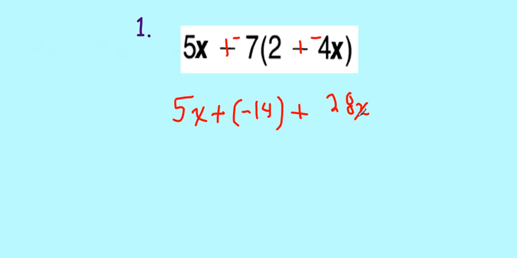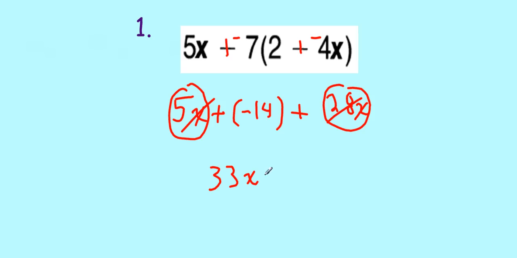Okay, so now we've just distributed. Now we go into the combining like terms. We circle our like terms. So our 5x and 28x, they go together to make 33x. And then we have plus, and then the negative 14. We're not going to combine that with anything, so we just bring it down. So it'll be plus 14.